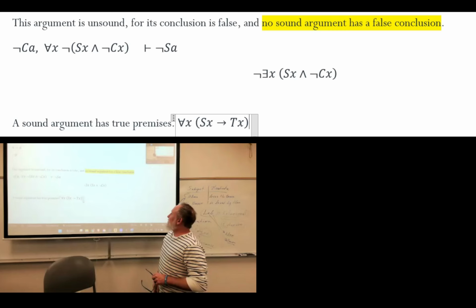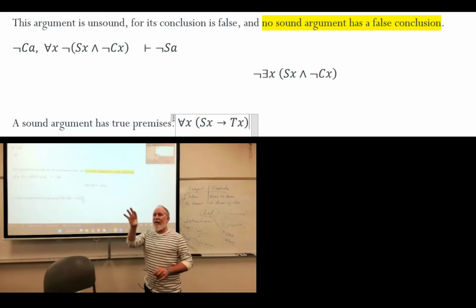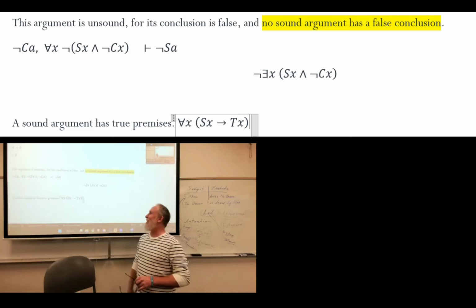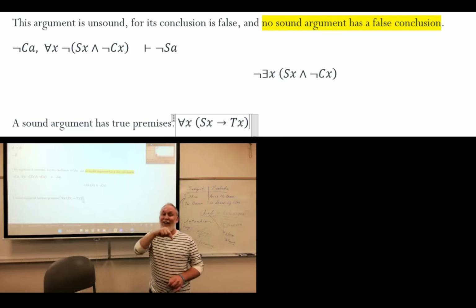So when it says no sound argument, you want to think of the set of sound arguments, and it says none of them. So it means for all of them, it's not the case. That's why I originally wrote universal. But for all of them, it's not.